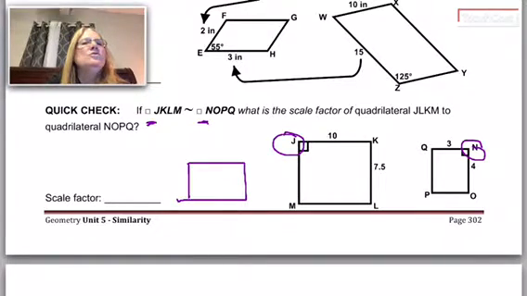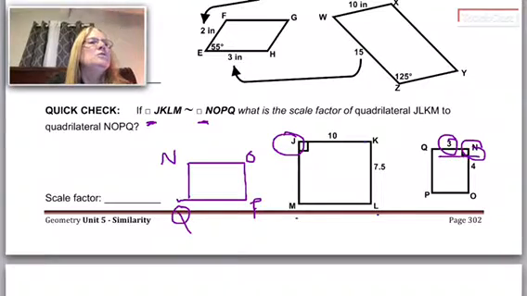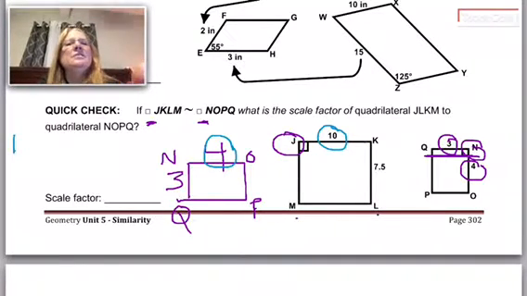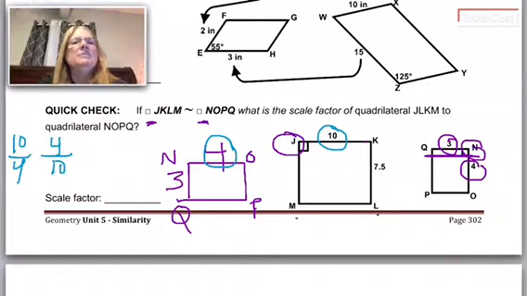So I have JKLM, so it's NOPQ. And the measurement 3 goes between N and Q, and the measurement 4 goes between N and O. So now I see that the sides that correspond are this one and this one. So my scale factor is either 10 over 4 or 4 over 10. And we can simplify that to 5 over 2 or 2 over 5.